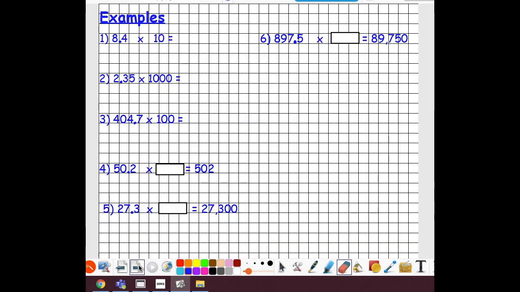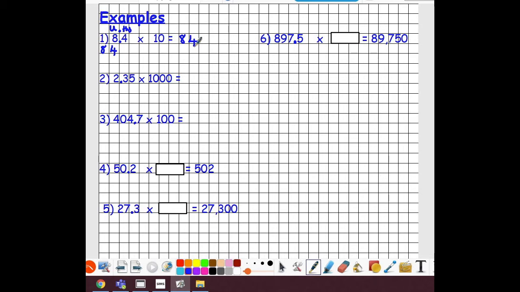So side heading, examples. 8.4 times by 10. So if you look here, in our units column, and then we've got the decimal point, and then we've got our tenths. So in our units, we've got 8 units. Well, we know that it's moving one place to the left, so it's going into our tens, and the 4 is also moving one place to the left. So we end up with 84.